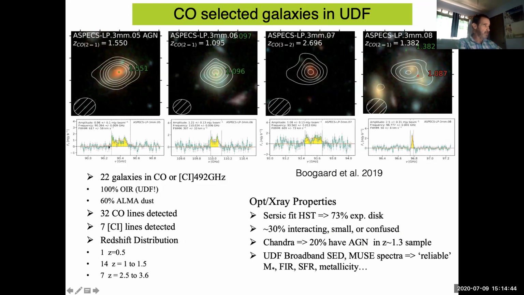In terms of line properties, got some very broad lines, 600 kilometers a second. Some nice double horn profiles, some relatively messy lines, and then actually some narrow lines, in this case just 50 kilometers a second. In terms of the optical profiles and the X-ray, again, the UDF is critical for this. We find that the large majority, 3/4, are well described by exponential disks in stellar light, meaning kind of spiral type galaxies. About a quarter are either small or confused or possibly interacting. 1/5 of the sample is AGN as determined through the X-rays. And again, the UDF data is really critical for determining physical properties.